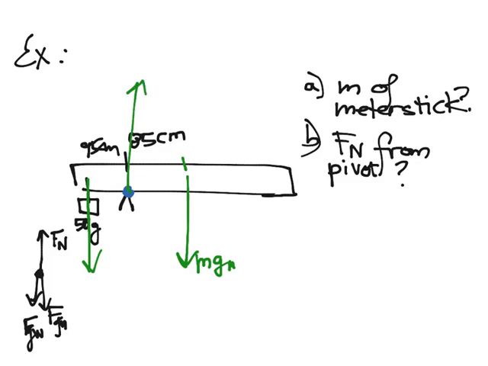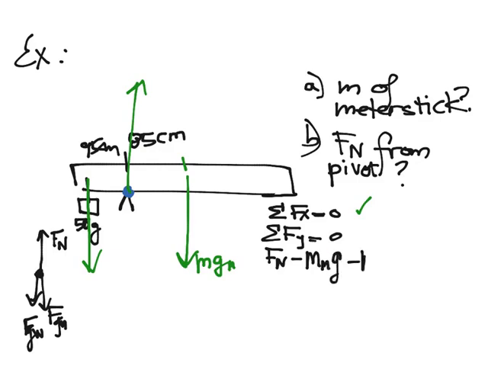Okay, so I'm going to write out all of my conditions. I have sigma Fx equals ma, or equals 0. Well, there are no side-to-side forces, so that's already satisfied. Sigma Fy equals 0. So that tells us Fn minus the mass of the meter stick times g, minus the mass of the weight times g, is equal to 0. Okay, but that doesn't help me calculate Fn or the mass of the meter stick because I have two variables.